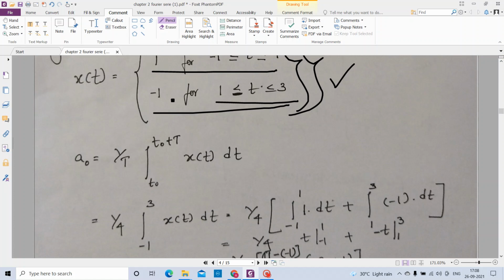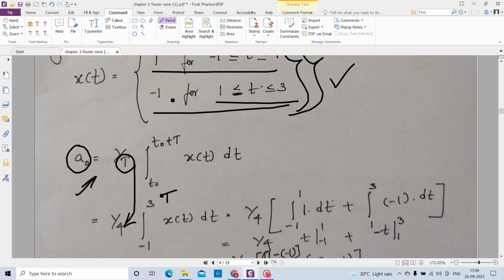Okay, so first we have to consider the equation. We have already seen this equation, right? We have to consider that equation in order to find the DC component coefficient. So A naught is equal to 1 by T integral of t naught to t naught plus T, x of t dt. We know that T is the fundamental time period. We have determined this value. Just substitute the T value as 4. Then the integral limits are over one cycle. This is the fundamental time period T.